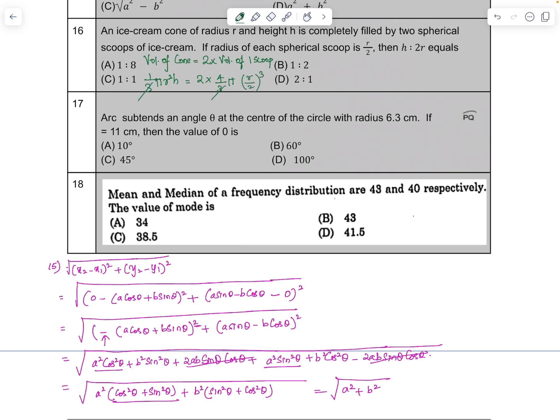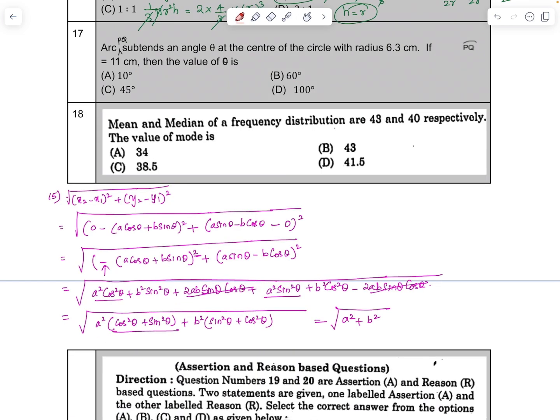3 gets cancelled and pi gets cancelled. R square h is equal to 8 times r cube upon 8. From this we get h is equal to r. H is to 2r can be written as h upon 2r. H is nothing but r, so r upon 2r is 1 by 2. So the answer is option B.